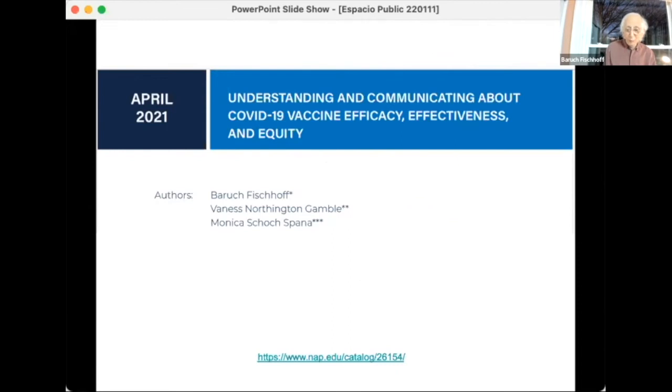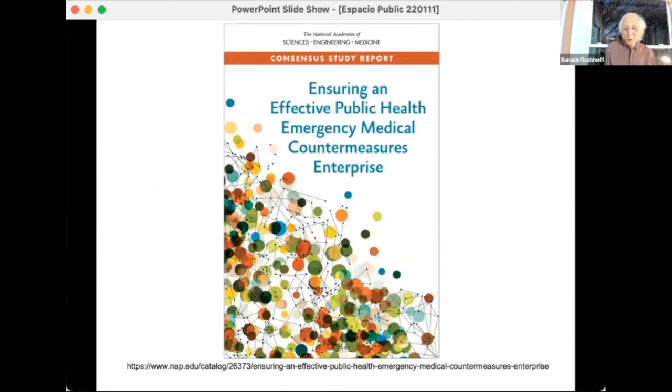In April of 2021, we wrote a report on the continuing failures to communicate vaccine efficacy, effectiveness and equity. It basically reiterated the conclusions from the previous report. I don't think we've made much progress there either. One of the reasons why we haven't made progress is that we did not have in place a federal coordinating organization. In this country, the unhappy, clumsy term is the Public Health Emergency Medical Countermeasures Enterprise, PHEMCE, as it's called. It was created under the George W. Bush administration to provide a coordinated response to biological warfare and weapons of mass destruction.